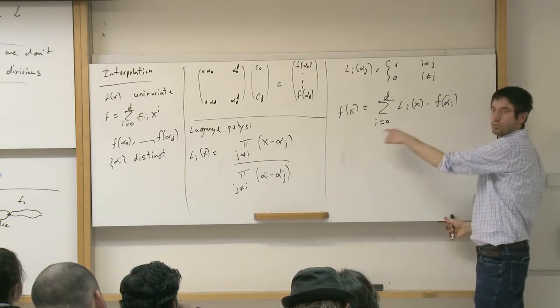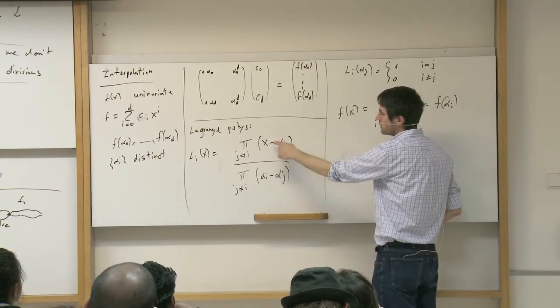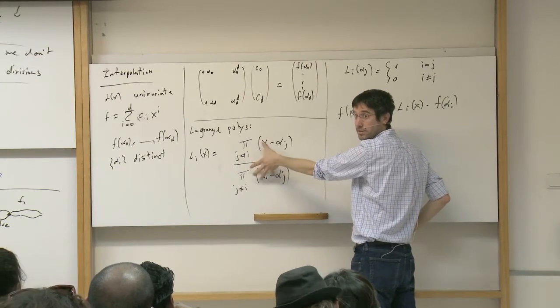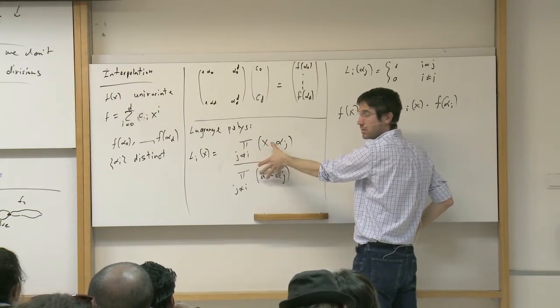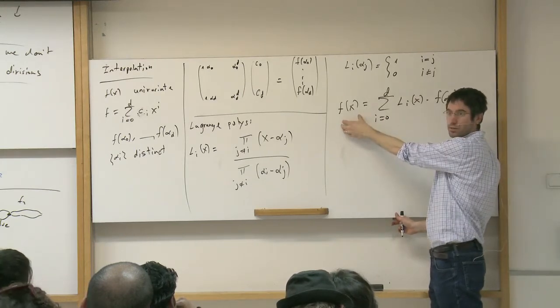So if you think about these two polynomials, by the way, what is the degree of this polynomial? We have d plus 1 values, but we multiply only d of them. So this is a degree d polynomial. So this side is a degree d polynomial, and that side is a degree d polynomial.